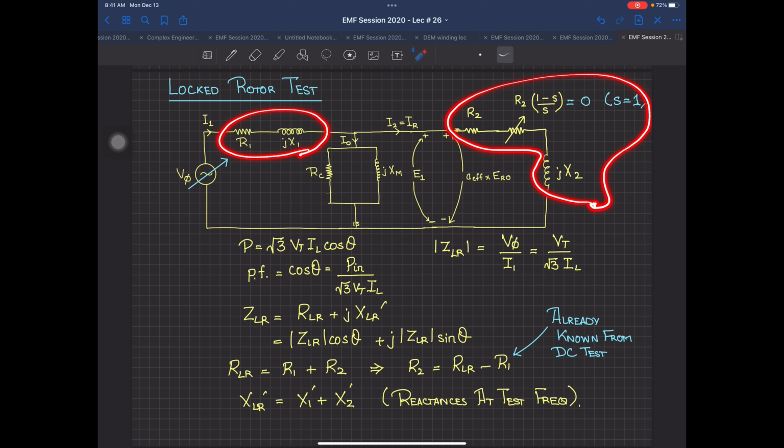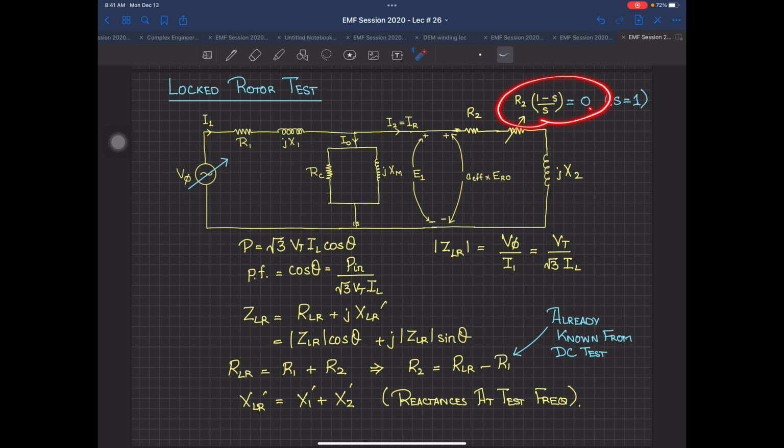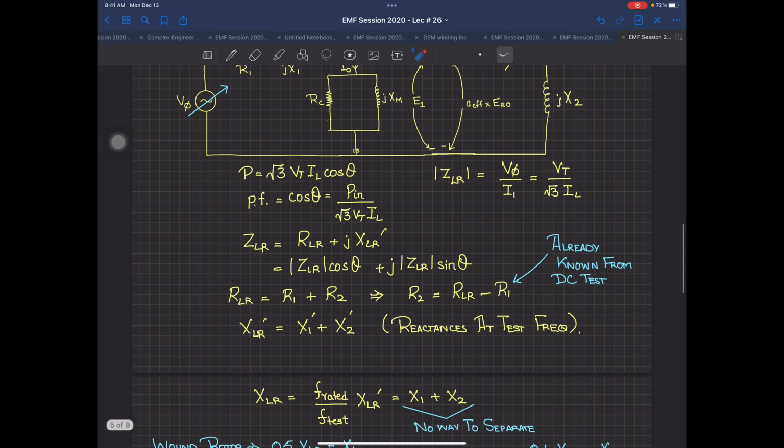Now why R2? Because this resistance will be equal to 0, because you are not allowing the machine to rotate. So when the machine is not going to rotate, NR is 0, slip is equal to 1, and this resistance vanishes. You only have R2, JX2, JX1 and R1, and again an approximation that these two are negligible. You have done this calculation before in your lab as well.